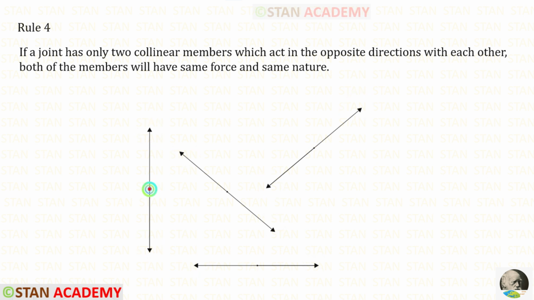For example, in this joint, this member is acting upwards, this is acting downwards. In this case, both of the members will have the same force. Suppose this is 5, this is also 5. If it is 5, this is also 5. And in all these joints, if one is 5, the other is also 5.